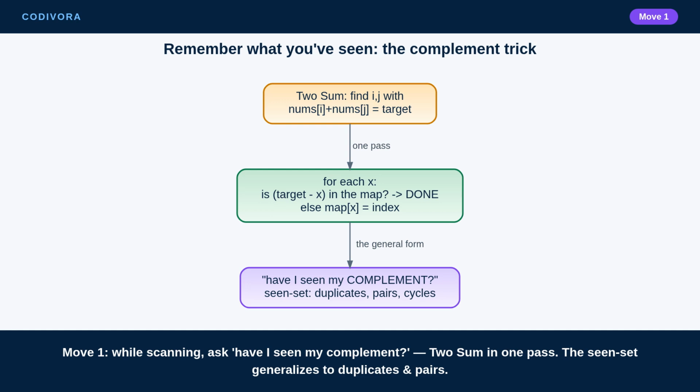The general form is the complement question. Transform "what pairs with me" into "have I seen my complement." Contains duplicate, happy number cycle detection, checking pairs with a given difference, all the same seen-set reflex. Unsorted plus pair or existence equals HashMap. That's the loudest signal.